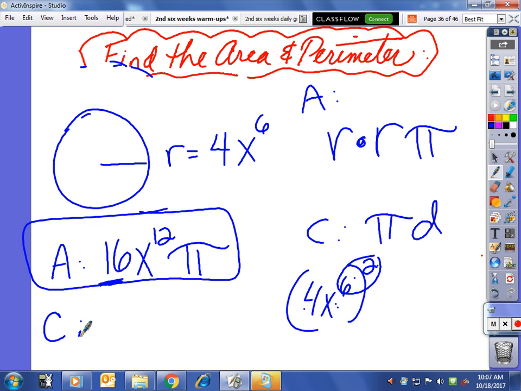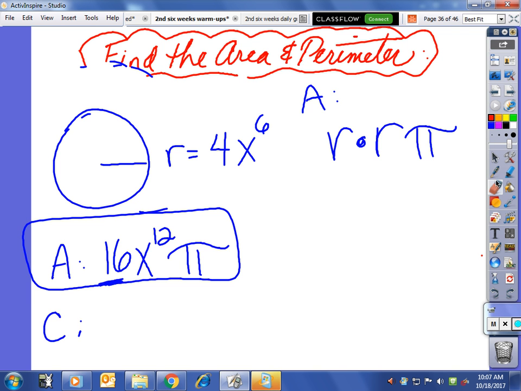Circumference is pi times diameter, but I did not give you the diameter. I gave you the radius. Super easy to find the diameter. What do you do? You don't square it. You double it. Or you add it to itself.